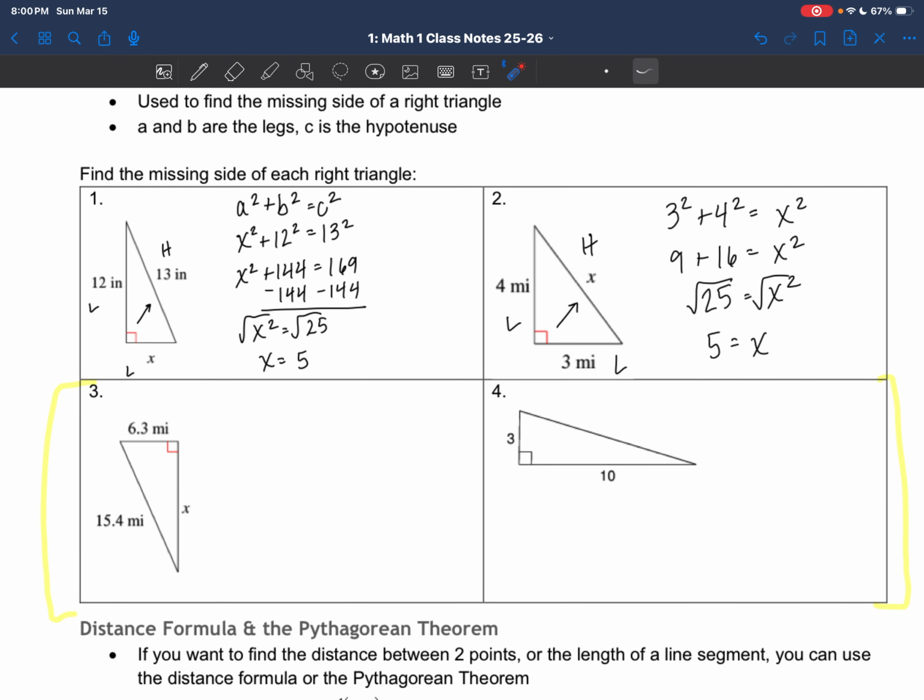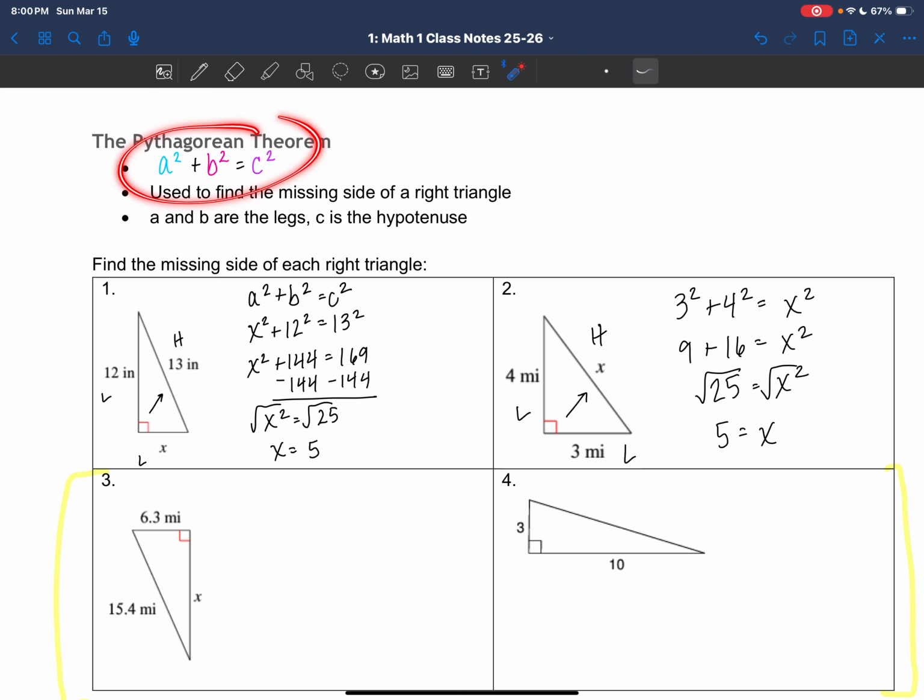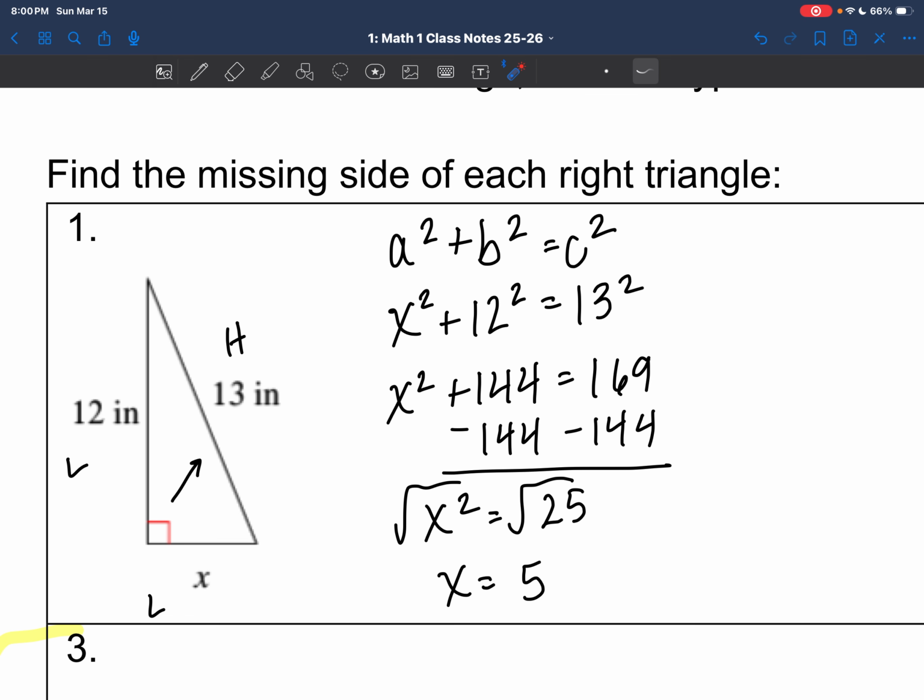All right, now Pythagorean theorem. Pythagorean theorem is a squared plus b squared equals c squared. So remember, a and b make the right angle. C is across from the right angle. So the legs make the right angle and your hypotenuse is across from the right angle. So all you do is just write the formula, plug in what you know, solve for what you don't.